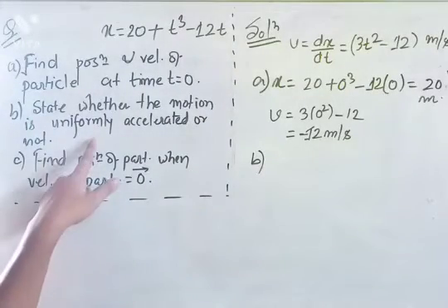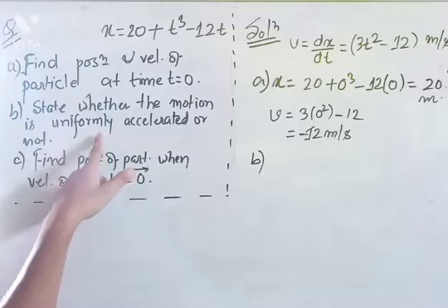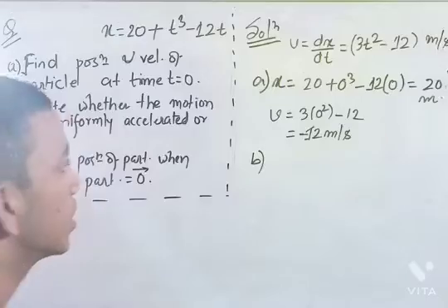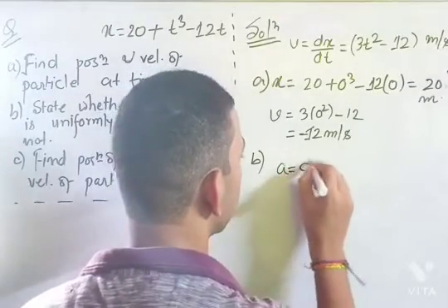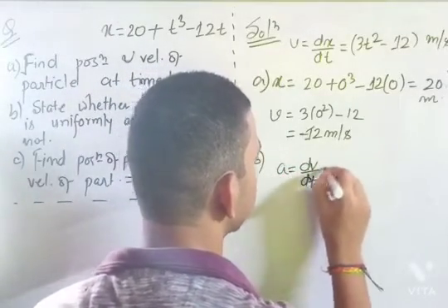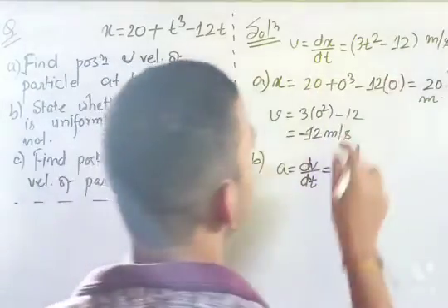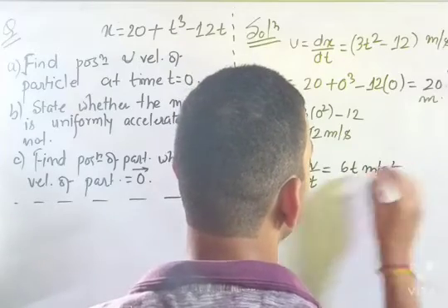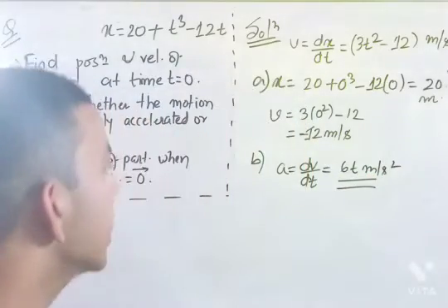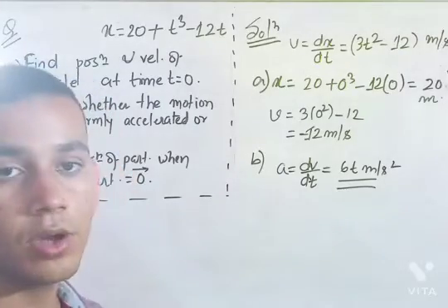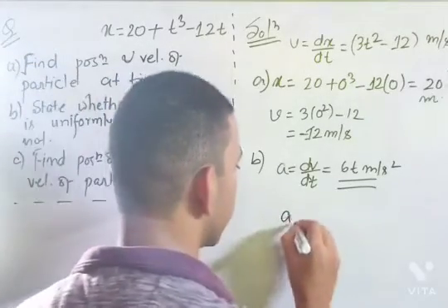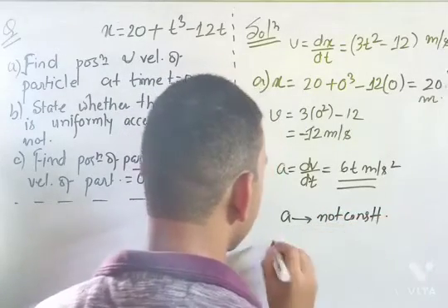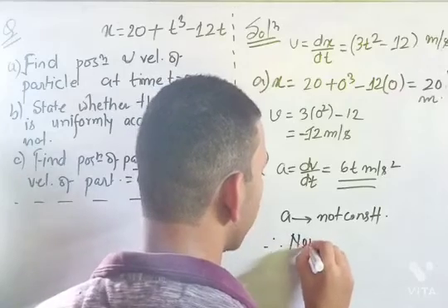In order to state whether the motion is uniformly accelerated or not, we have to find the expression of acceleration. We can find a is equal to dv by dt. And from this expression we will be getting 6t meter per second square. This will be the expression of acceleration. And we can clearly see that acceleration is dependent on time. That means acceleration is not constant. Therefore, this is non-uniformly accelerated motion.